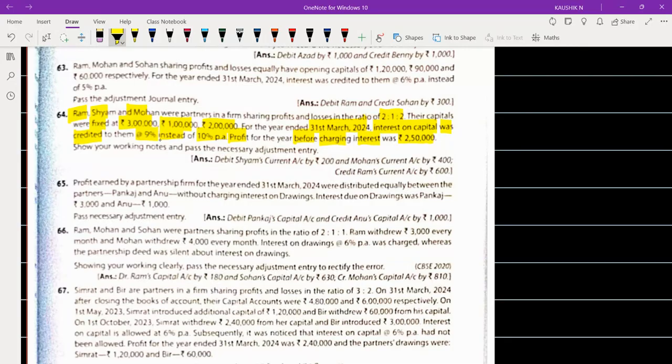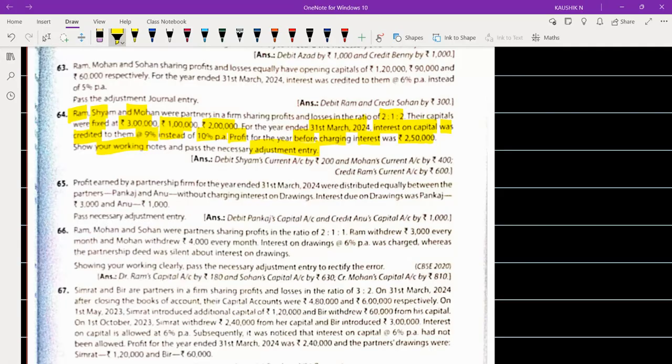They're asking you to show your working notes and then pass the necessary adjustment entry. First, you have to calculate the interest that we have given wrongly to the partners. Then show separately the interest that has to be allowed as per the given rate. Then prepare a table, and finally distribute the profit or loss as an end result, and take it up as a journal entry. Now tell me, in this case, is it an omission or an error?